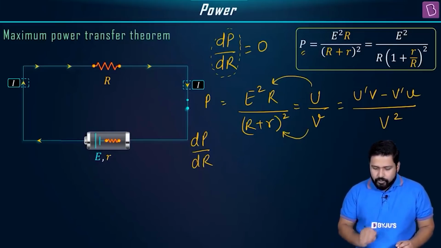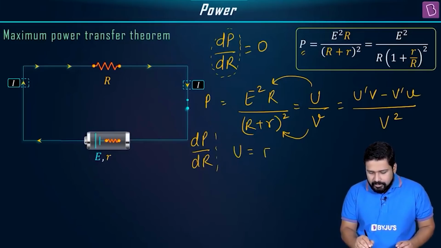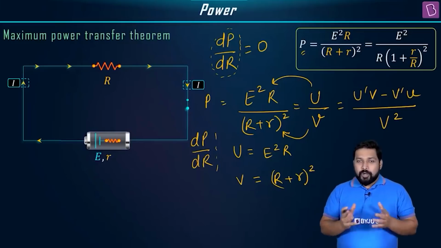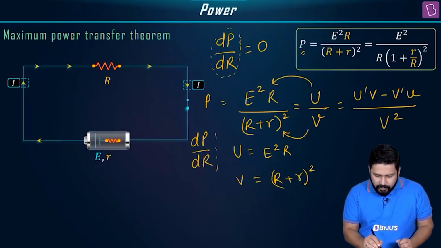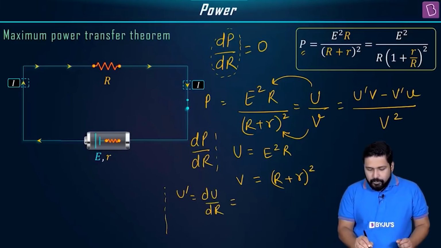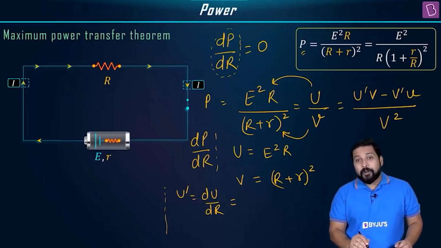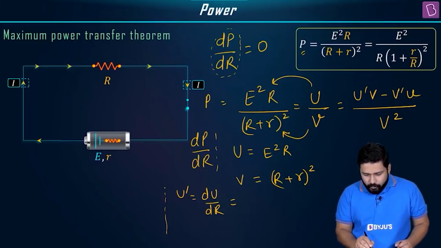Now, try to compare u and v. So what you have got now? U is nothing but E square times r. And v is nothing but capital R plus small r the whole square. No problem. You need to differentiate both of them with respect to r to get u dash and v dash. So what will be the value of u dash? U dash will be equal to du by dr. E square is a constant term. So you are differentiating r with respect to r, so you are going to get 1. So you get E square times 1.